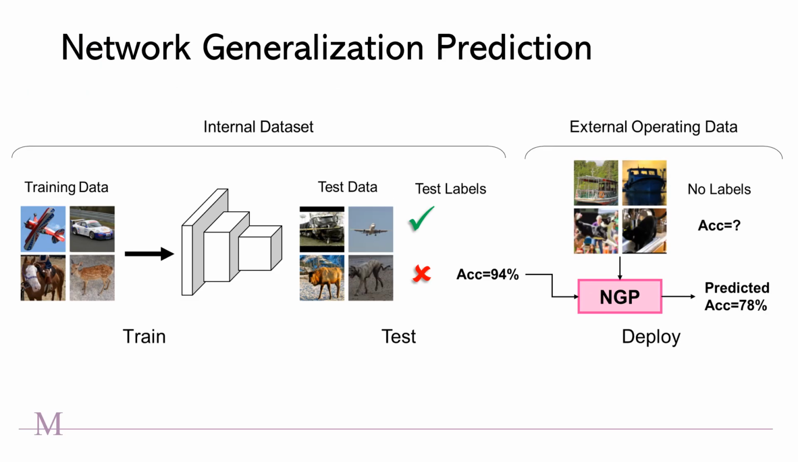Network Generalization Prediction is a task that aims to predict how well a trained DNN will perform in a new operating domain. First, a DNN is trained and tested using a labeled dataset, often referred to as the internal dataset. Then NGP predicts how well the DNN will perform on a new external operating dataset. These predictions are made by leveraging unlabeled images from the operating domain or statistics about the operating domain.